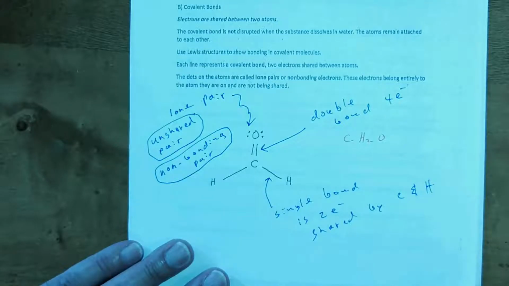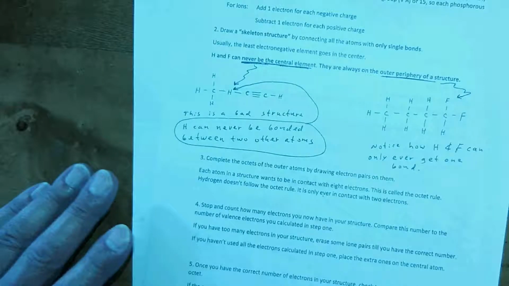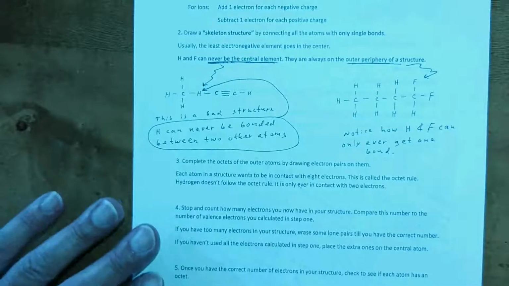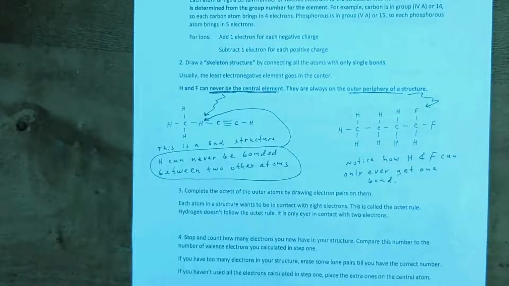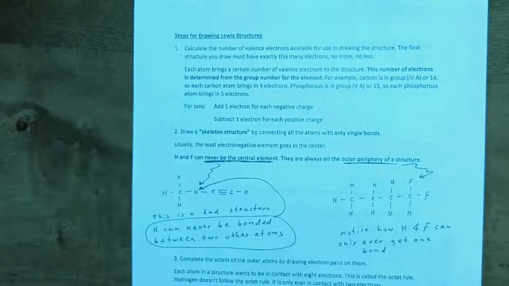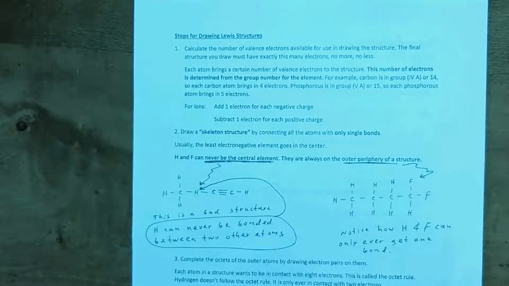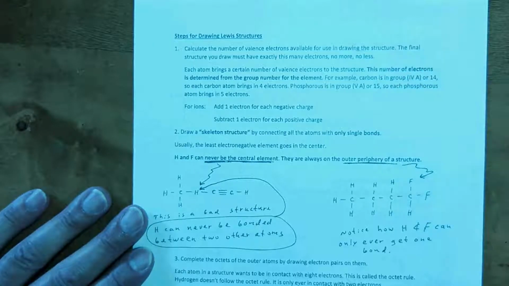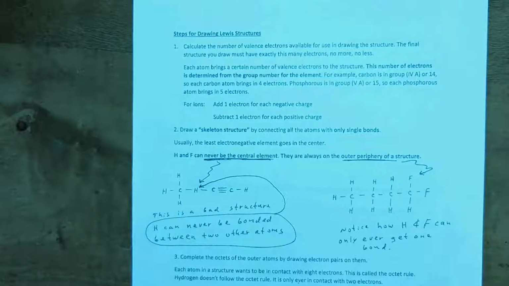So the rules for doing that are on the next page here, and it looks a little bit lengthy, but they're really not too hard to master, and we're going to do quite a bit of practice with them here. The first thing you always have to do when you have to draw a Lewis structure is calculate the number of valence electrons that are going to show up in that structure. Calculating the number of valence electrons is super easy. You simply determine how many valence electrons each element brings into the structure.